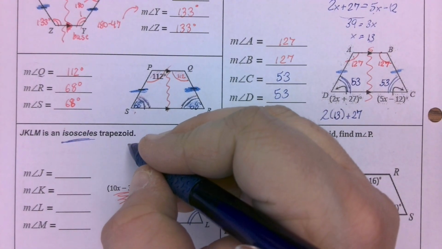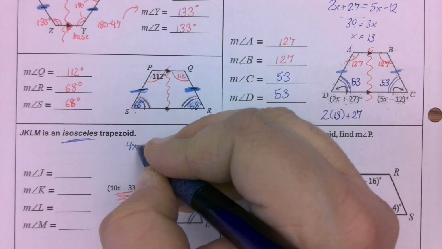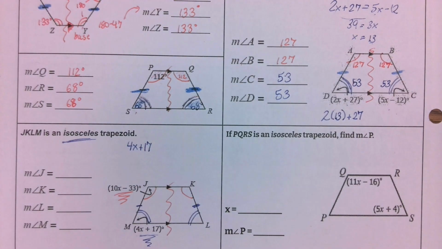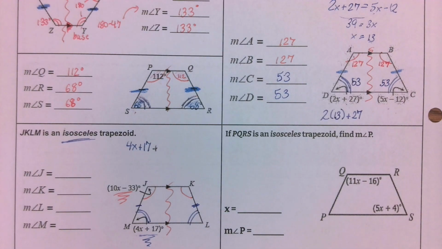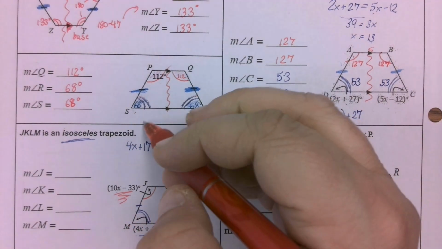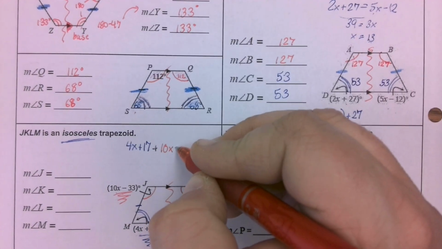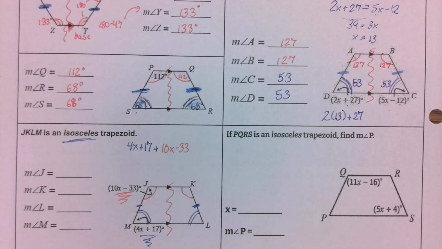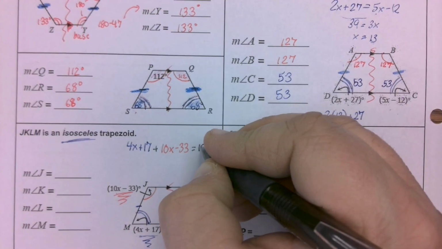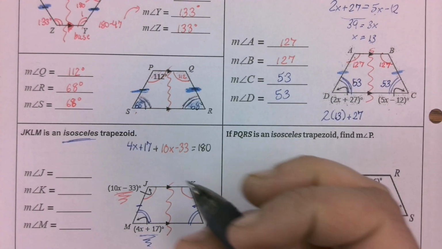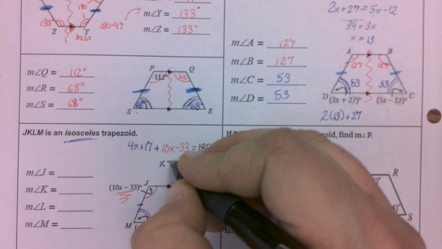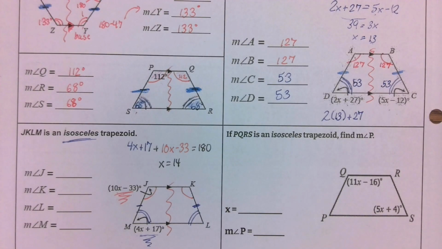So to set this one up to solve for x, I would say that I have 4x plus 17, and I'm going to add that to my angle of 10x minus 33. That has to be equal to 180. So they are supplementary to each other. When I put this together to solve, I get that x is equal to 14.